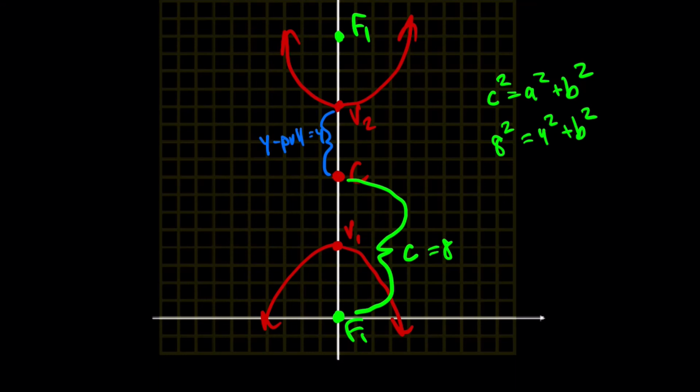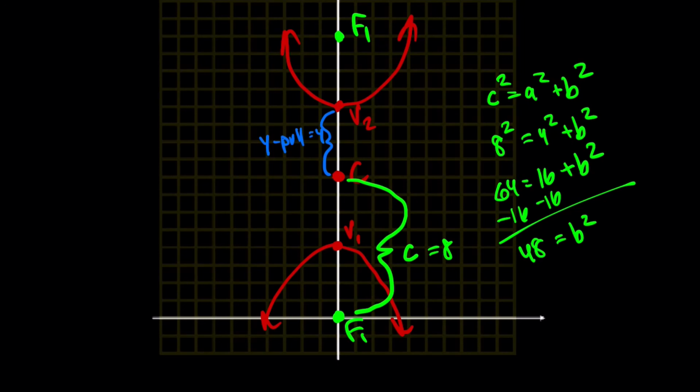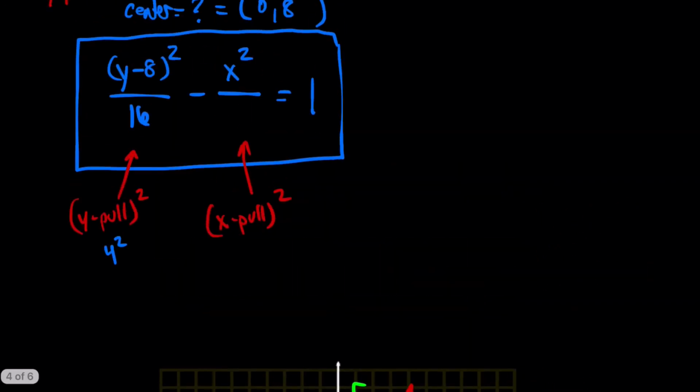So I'm just going to do a little algebra here. 8 squared, what's that? 64. That's 16 plus b squared. Subtract 16 from both sides. Now here's the nice part about this. I don't really care what b is because I really need b squared. I think this gives me 48 equals b squared, which happens to be the x pole squared. I don't actually have to solve it for b because I know the denominator of that equation is going to be 48. And there's the equation of that hyperbola.